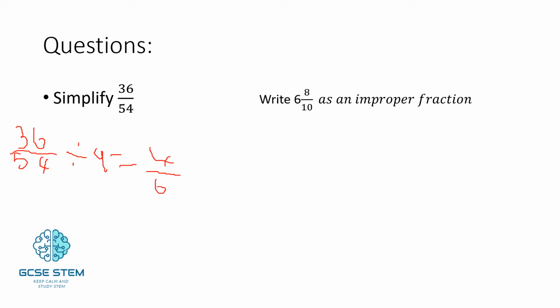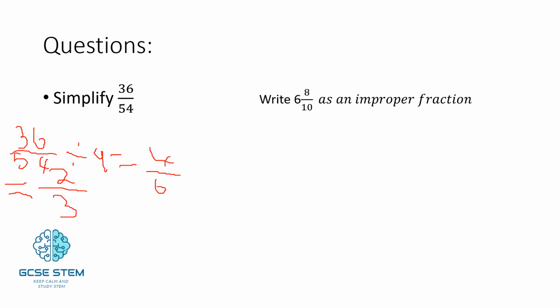Now I hope you're looking at that and saying, oh, they're both even numbers. They can be simplified down by 2. So if we were to do 4 divided by 2, we would get 2 on the numerator, and on the bottom, 6 divided by 2 would get us 3. Now that's the answer, 2/3. If you were to divide it by 18, you would get 2/3 immediately, but I don't expect anyone to know their 18s times table. Now on the right it says, write 6 wholes and 8/10 as an improper fraction.